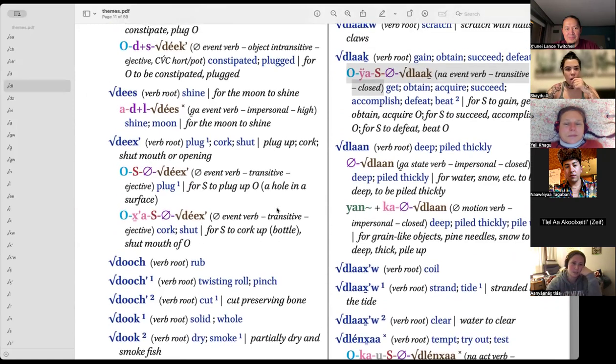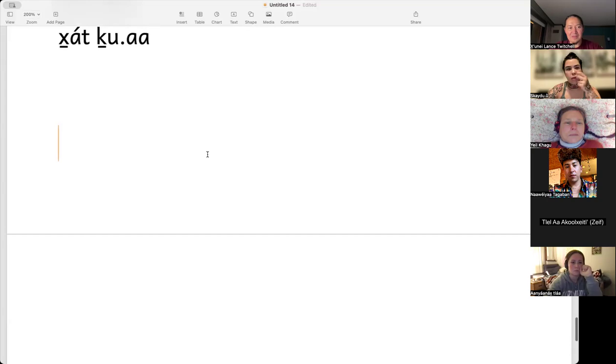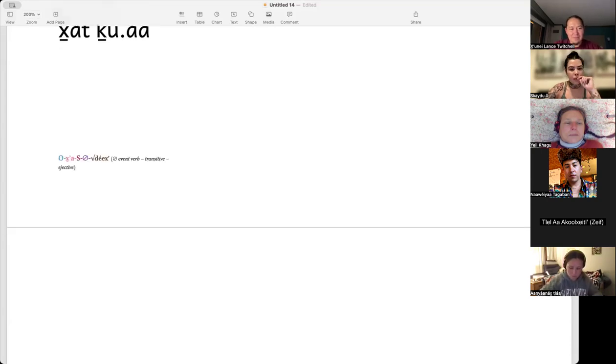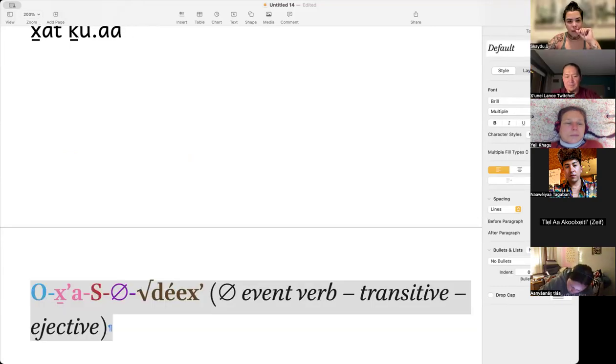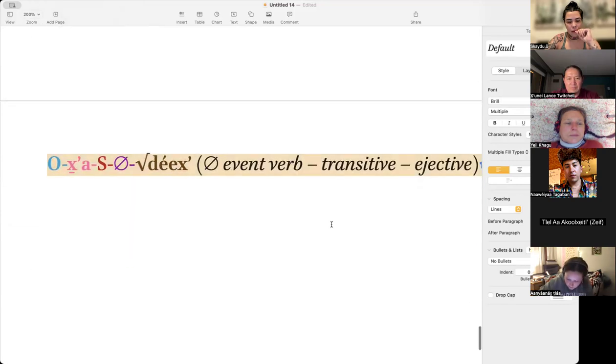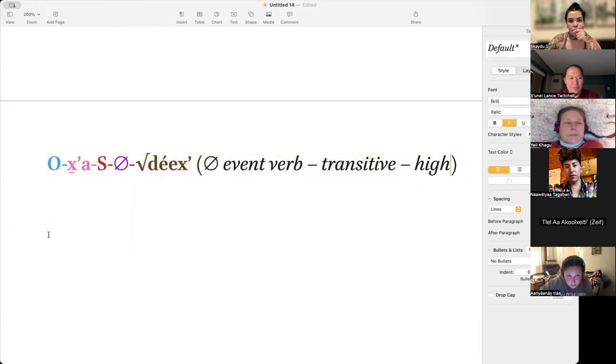Well, let's see. Yeah, let's grab this one. Okay. So cork: something to plug it up, to plug the mouth of something. Okay, so this gives us everything that we need.